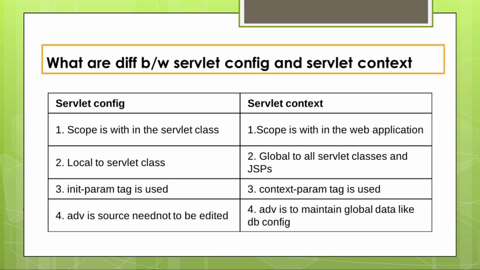In short, we'll see. The scope is just within the servlet class with respect to servlet config. Yes, we know that point. And the scope is within the web application for servlet context. Fantastic. And servlet configuration is just local to the servlet class. Of course, this point is very relevant to the first point. And of course, servlet context is global to all the classes and JSPs. Right, we know this point. And the third point, the init parameter tag is used. Yes, we have already used this one. The context parameter tag is used in the case of servlet context. Yes, we have used that one.